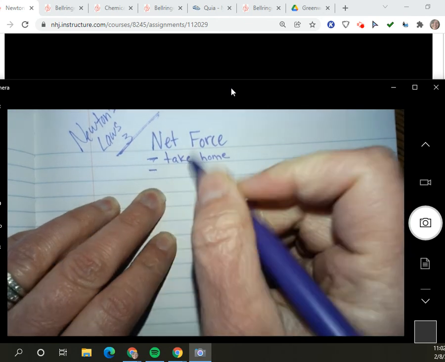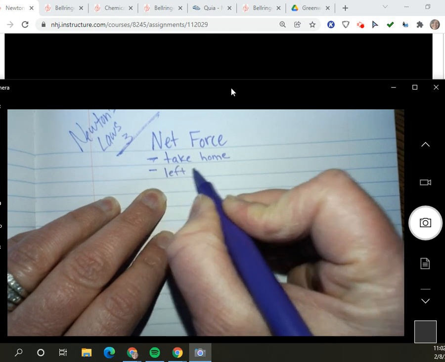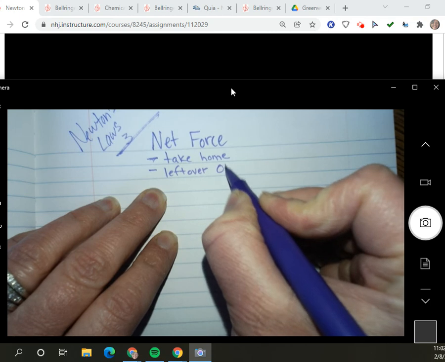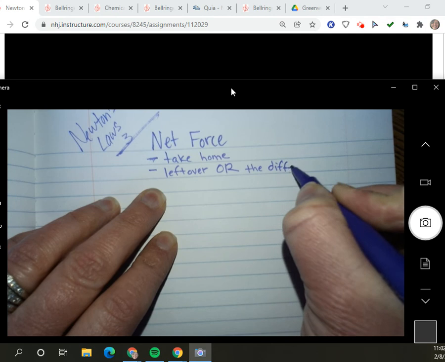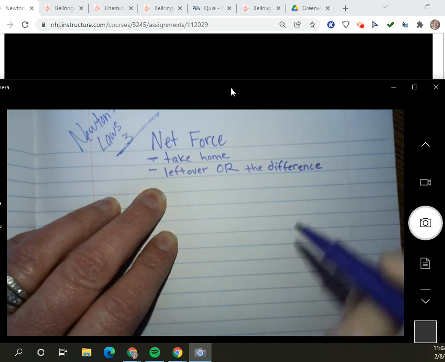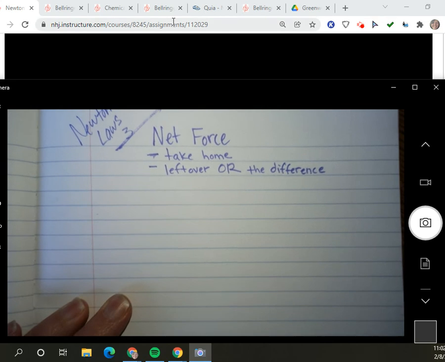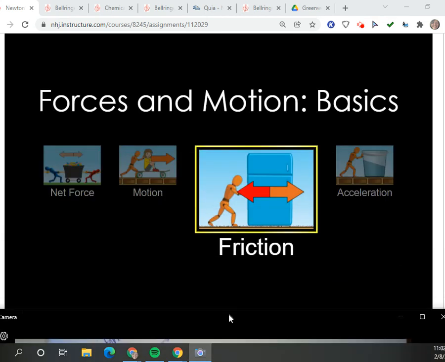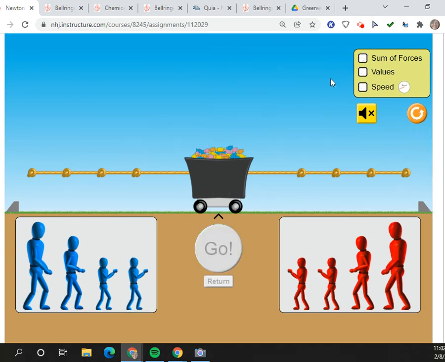But net can also be considered the leftover or the difference. So we will be using this idea of net force in that context as the difference. Coming from that beginning, let's go ahead and look at the PhET, and we're going to start here with the tug of war. We'll reset it. Sum of forces we want, values, and we'll have speed on there too.